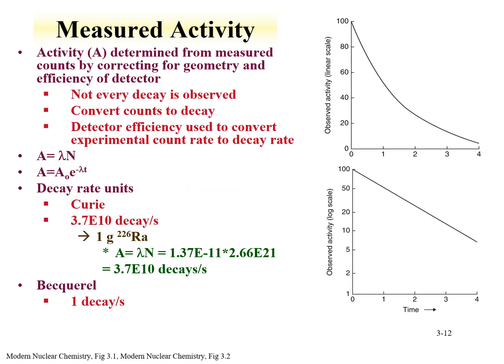Let's discuss the relationship between activity and counts. When something decays, we discuss the activity of an isotope. Activity equals lambda n. It may have an activity of 10 becquerel. So the question is, if I put that on the detector and I get 10 decays per second, how many of those are going to turn into counts? Because not every decay is observed. The detector is not 100% efficient. So we need to be able to convert counts to decay.